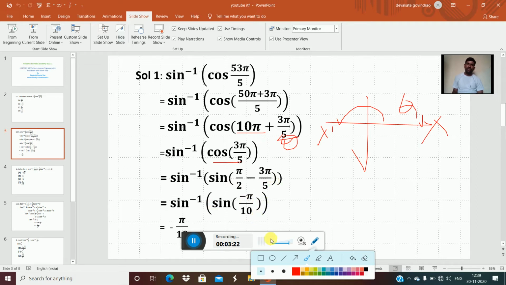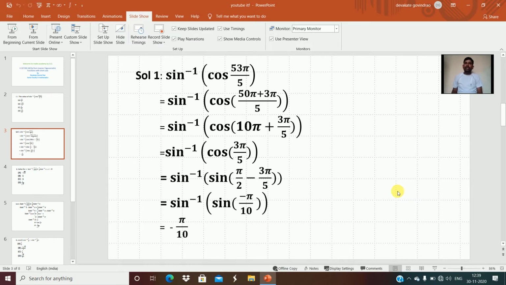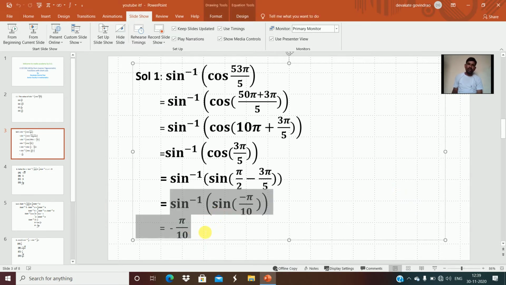We got sine inverse of, just I will remove this one, sine inverse of sin x will be x. Now we got minus pi by 10. Okay, we got minus pi by 10. This is the solution to question number 1.